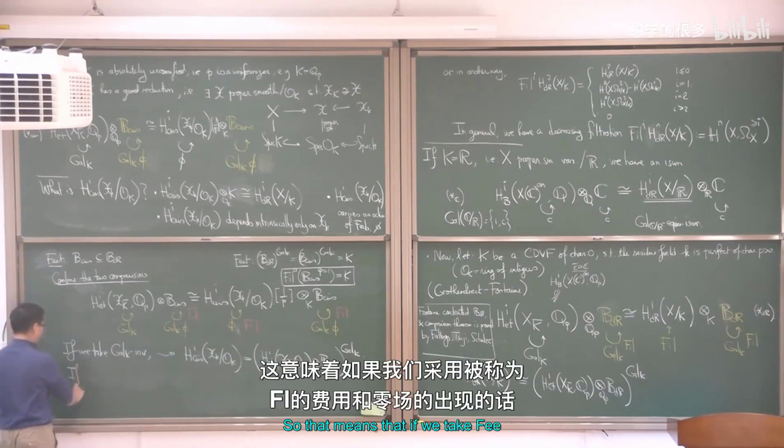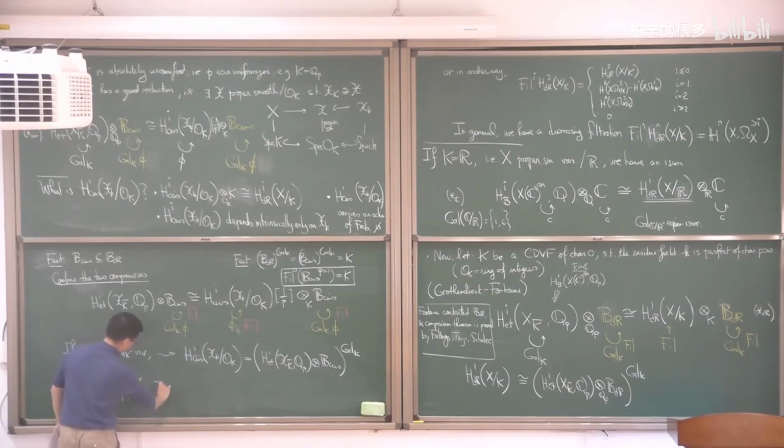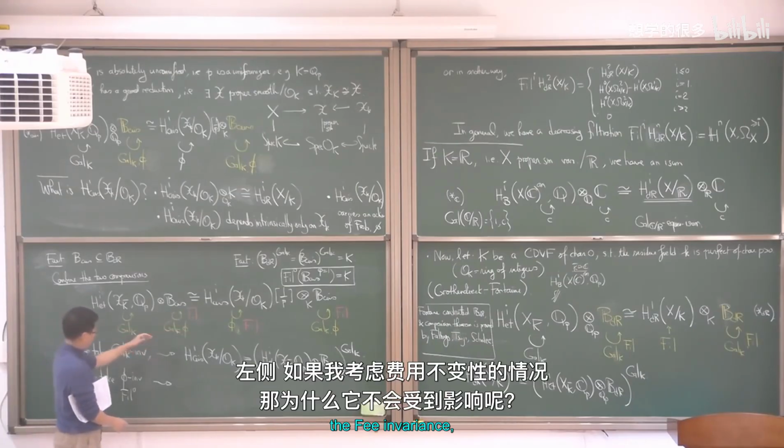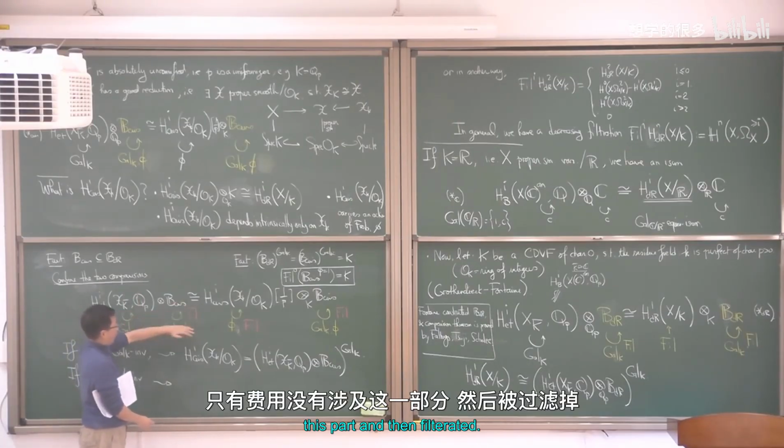So that means that if we take phi invariance and filtration 0, what's going to happen? On the right hand side you will get whatever I get. On the left hand side, if I take the phi invariance, this étale cohomology doesn't get hit. Only the phi invariance, not taking it on this part, and then filtration.